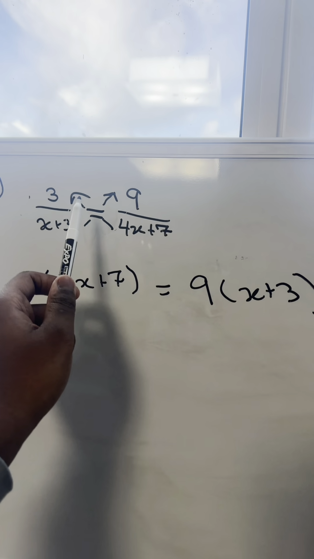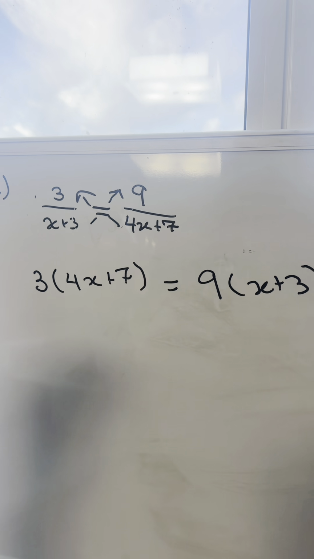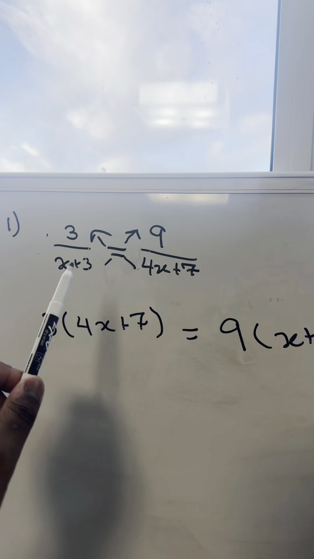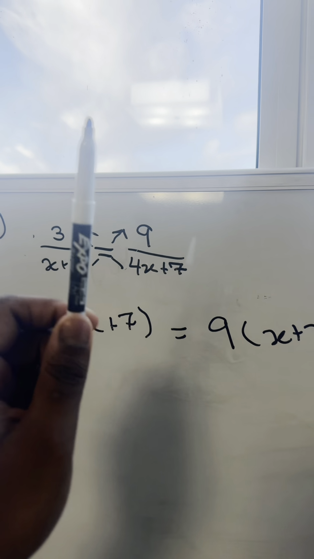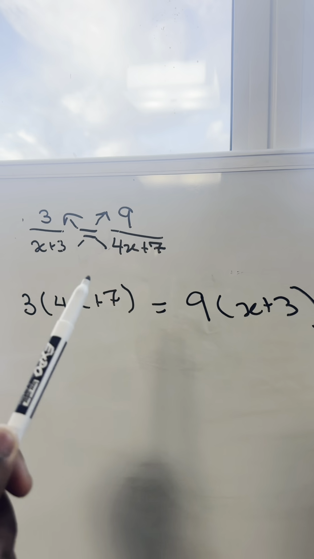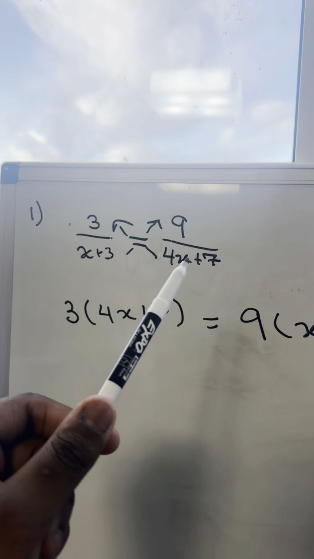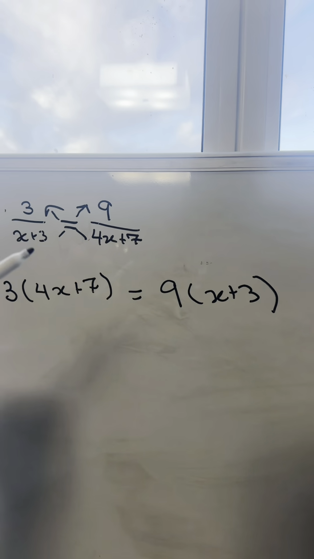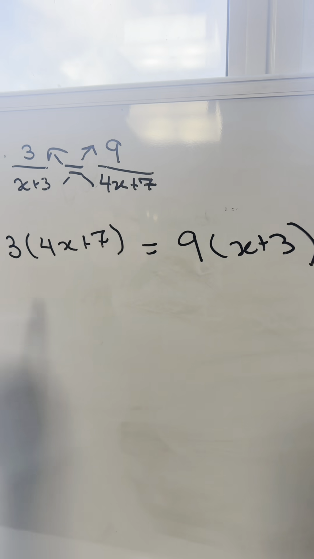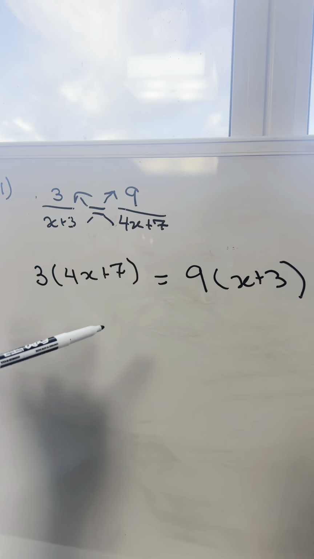Do you kind of get it? The equal sign is always going to be there. The arrow I drew is to show that you have to cross multiply if it's a fraction to fraction. So x plus 3 multiplied by 9, which is what I have here, so 9 by x plus 3. And then you have 3 by 4x plus 7. If it's a single number, try to leave it on the outside, and the one with an x, you put it in a bracket inside.